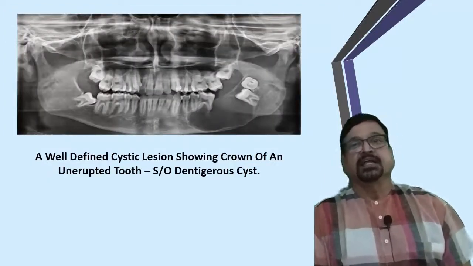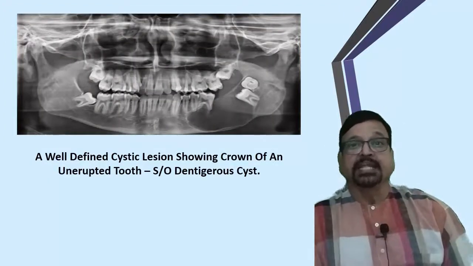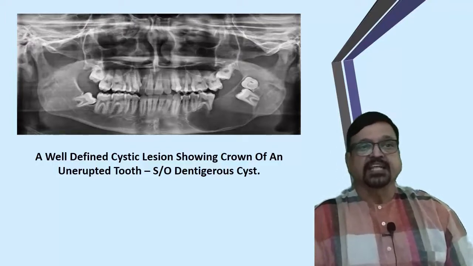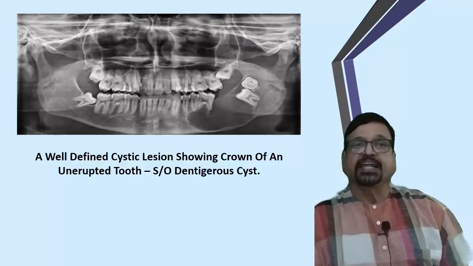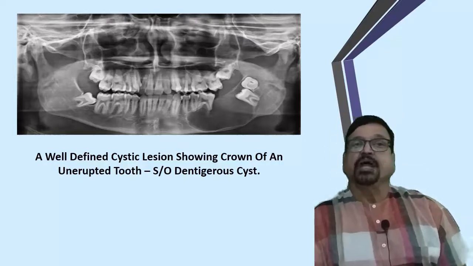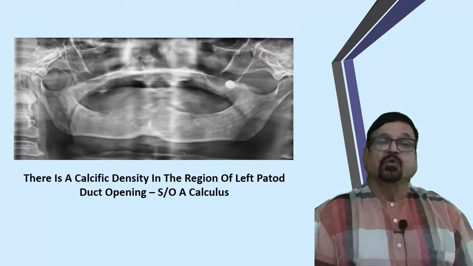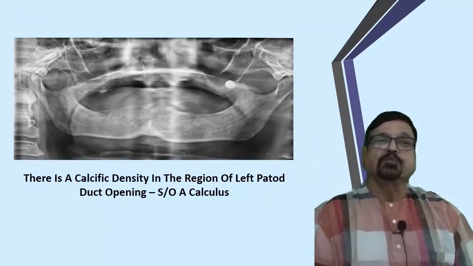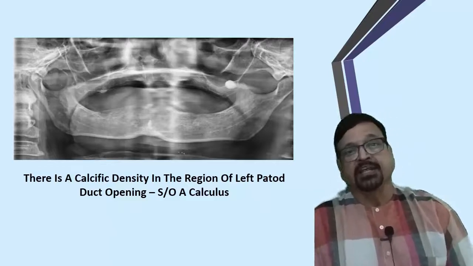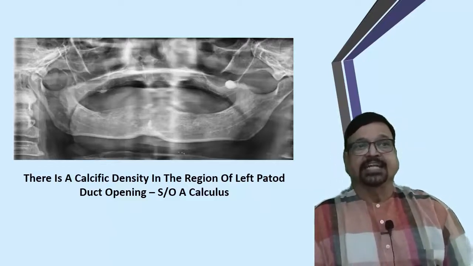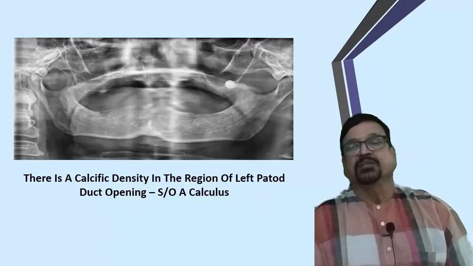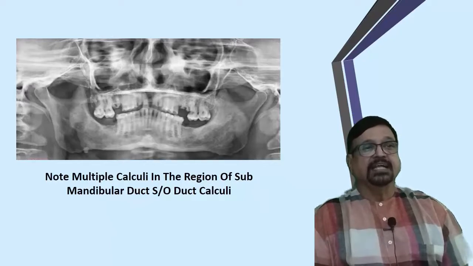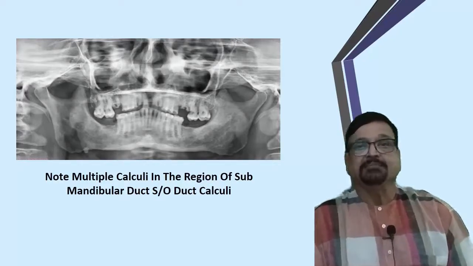Now, have a look at it, form your own opinion, and tell me. It's a well-defined cystic lesion showing the crown of an unerupted tooth. Now it has to be a dentigerous cyst. OPG, yes, definitely, whatever indication we are seeing, the temporomandibular joint or the mandible, but one of the good indications is to detect a parotid duct calculus. Now here what we are seeing are the calculi, but in the submandibular duct.